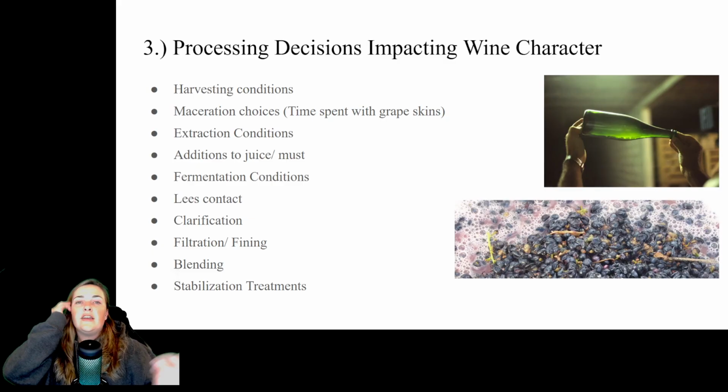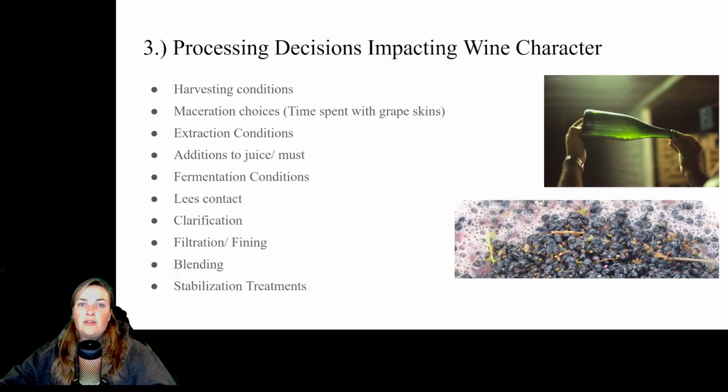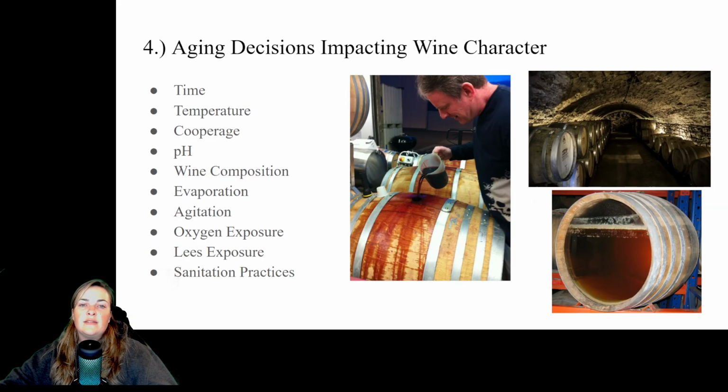Also, if you choose to clarify, filter, or fine your wines, any blending that you do, any stabilization treatments, this will all impact wine character greatly, right? I like to think of this section as any decision that the winemaker makes once the grapes have come in. This is one of the big ones that alters the flavors. Aging decisions are also under the winemaking scope, along with adding yeast, right?